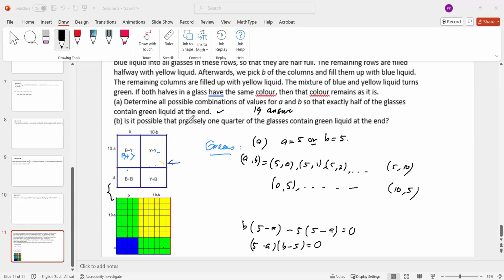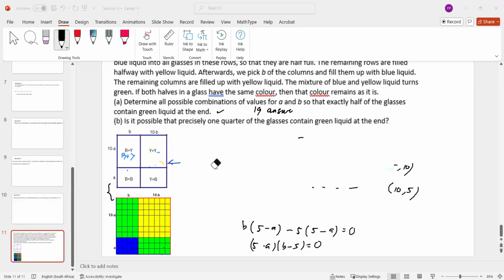Okay, now the next question: is it possible that 1/4 of the glasses contain green liquid at the end? In other words, you have 25 glasses that are green. So, to answer question B, sorry, I've exceeded my time here. Sorry about this, but this is the last question. So the question is, is it possible that we're going to have a quarter green?